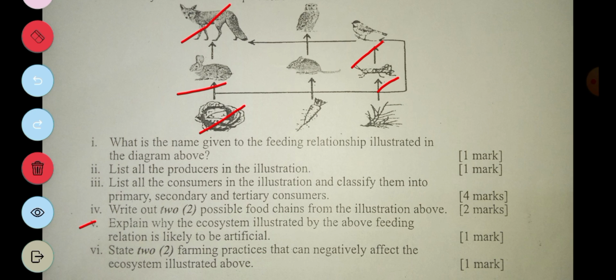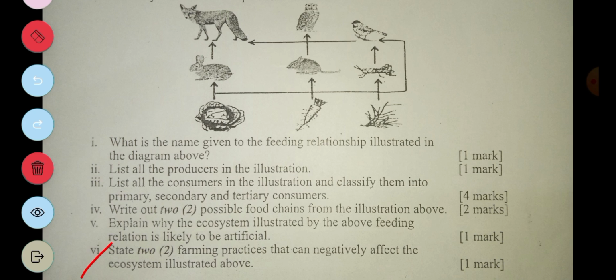Then the next question says, explain why the ecosystem illustrated by the above feeding relation is likely to be artificial. It's likely to be artificial because it's in a regulated area by men. Looking at everything, it looks like it's on a farm or in a wildlife reserve. Now in an ecosystem, we expect that all the organisms should live freely. This feeding relationship looks like it's in an ecosystem that is controlled by man.